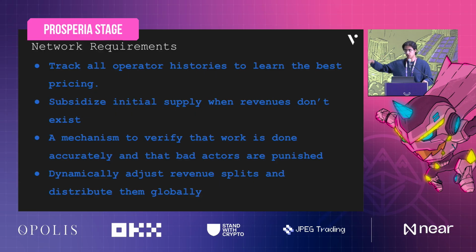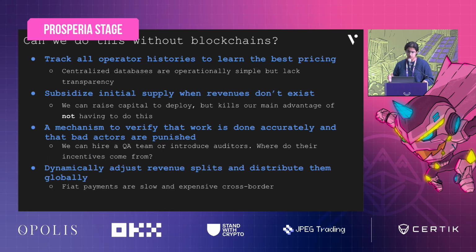Okay, so these are all those requirements listed. I'm not going to read them out, but this is what we just did. It was the ones in blue. Now we're going to say the first question, because remember, we're in a pre-DePIN world, can we do this without blockchains? So the first one, yeah, you can track operator histories with a database.